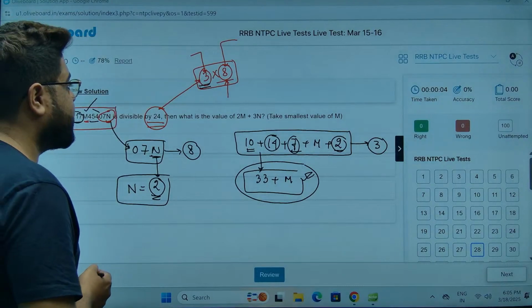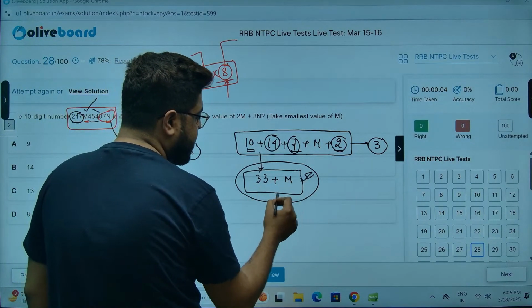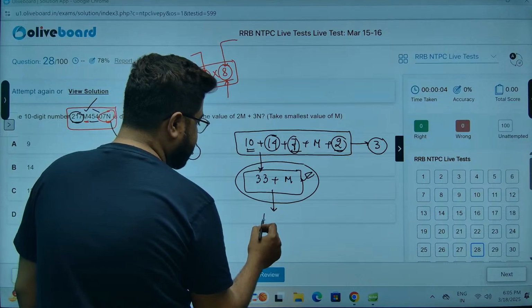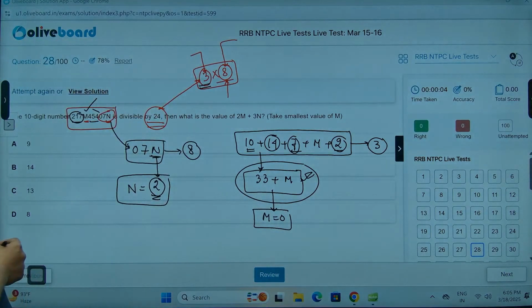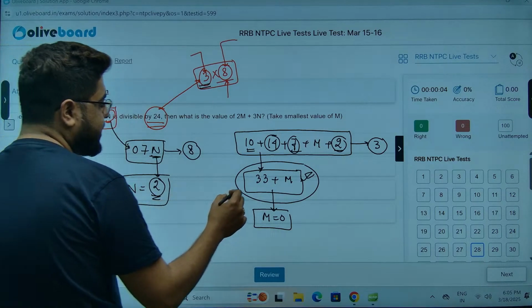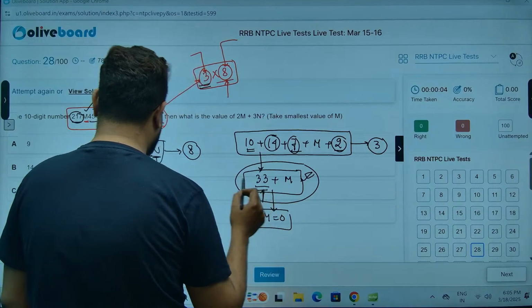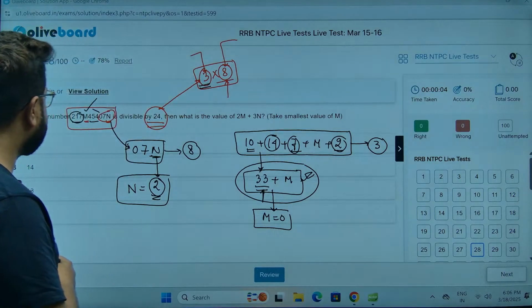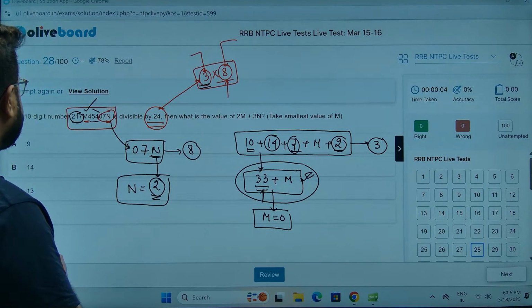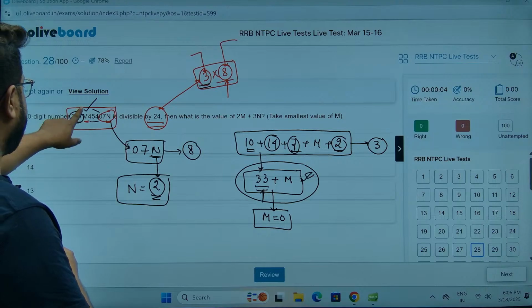So what is the smallest value of m that I can take, sir? Smallest value of m I'm getting is 0, because 33 itself is divisible by 3. In this case, 6 is the answer. But again, I might have done some error. Can anyone point out any error you guys can see? 7 plus 2 plus 1, 10.